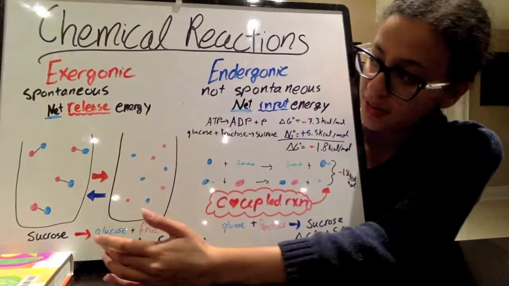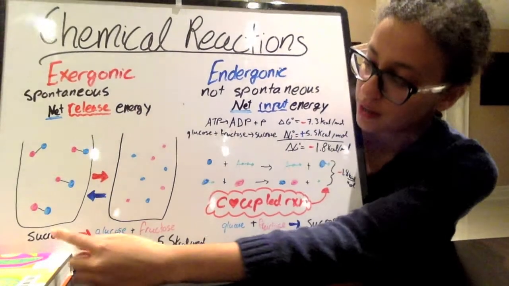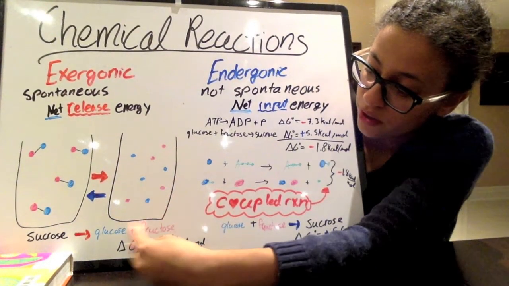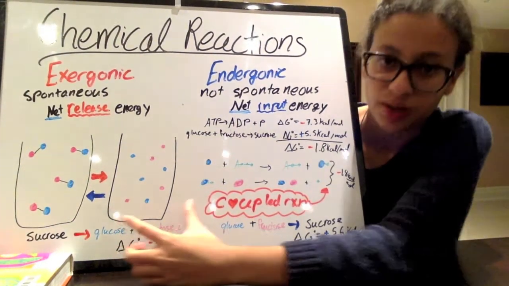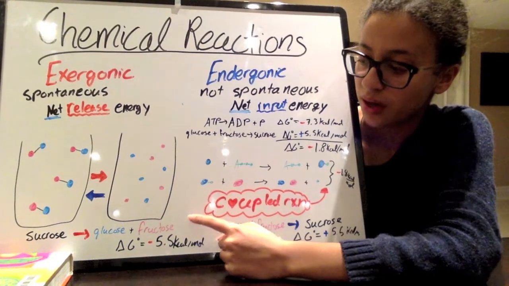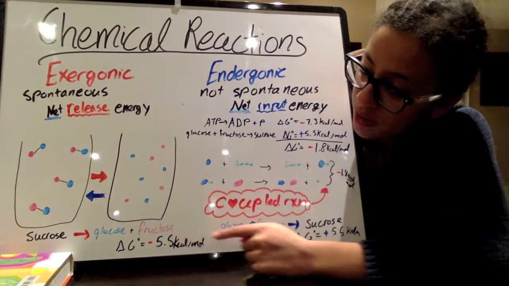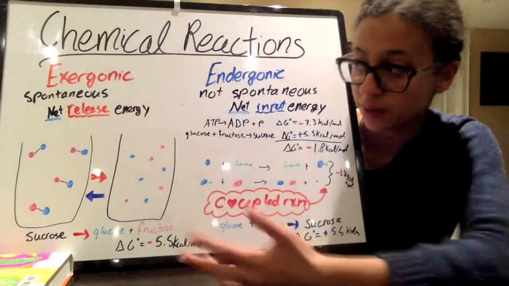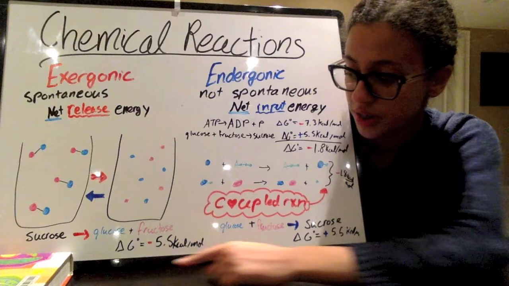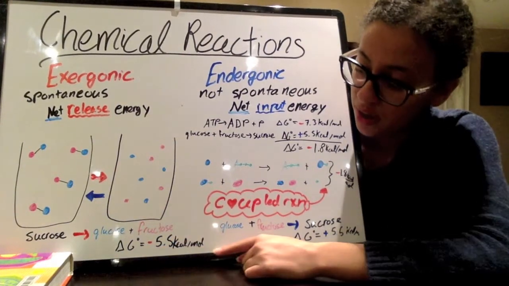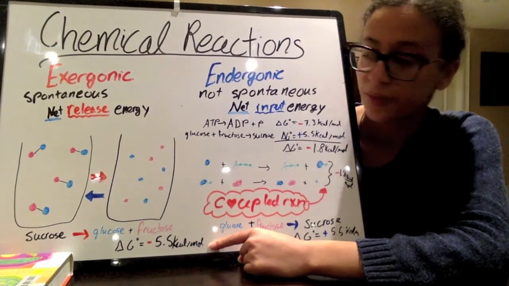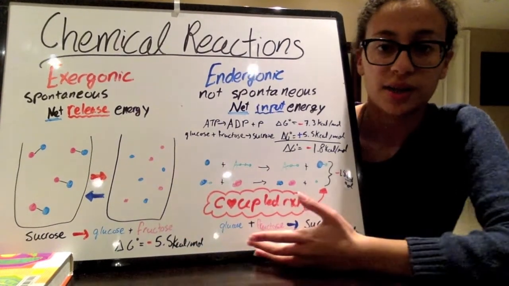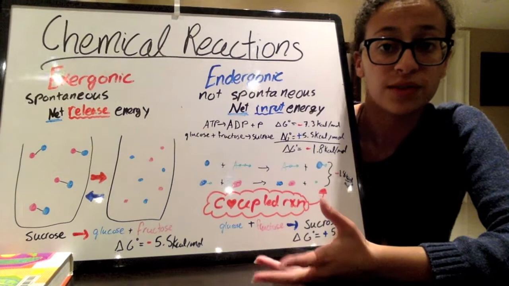Over here we have an example of an exergonic reaction. We have sucrose, and then put in water, and we get glucose and fructose. So we broke it up into glucose and fructose, and we released energy, a net release of energy. So this is an exergonic reaction, negative delta G of, in this case, negative 5.5 kilocalories per mole. So this is exergonic, it follows entropy, and therefore it is a favorable reaction.